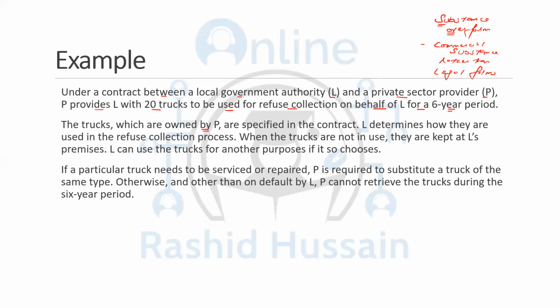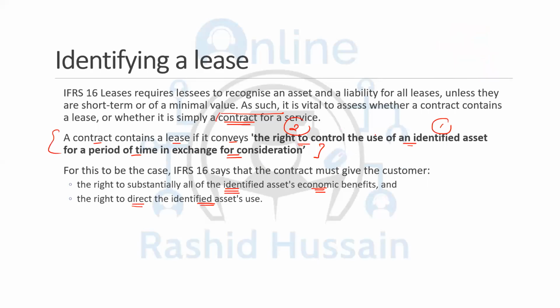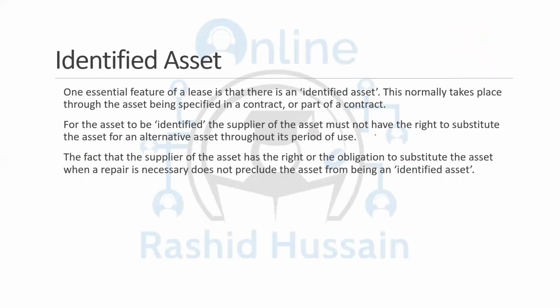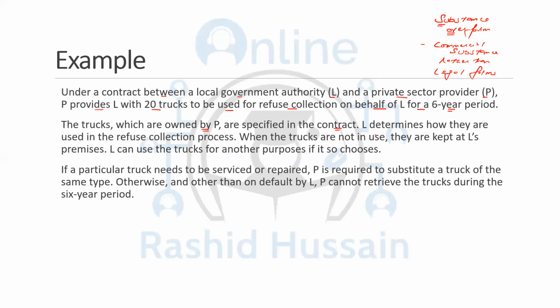So the 20 trucks are owned by P, so the legal title belongs to P, but we are not concerned with that. The 20 trucks are specified in the contract, so it's an identified asset. I told you that in order to classify a contract as a lease contract, there should be two things within it. The first is the identified asset, which means the asset should be specifically mentioned within the contract. The second is the right to control, which means the lessee decides how to use it and the economic benefits belong to the lessee. So L determines how they are used in the refuse collection process.